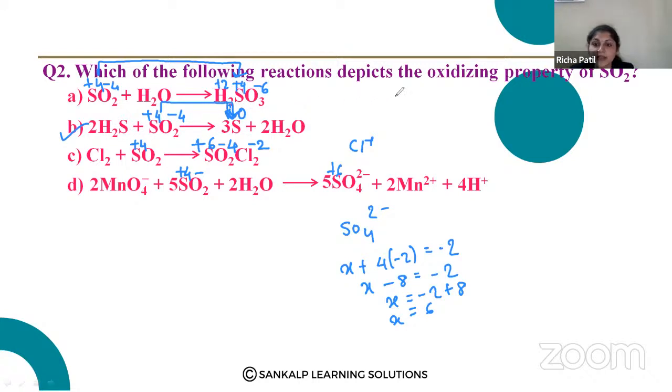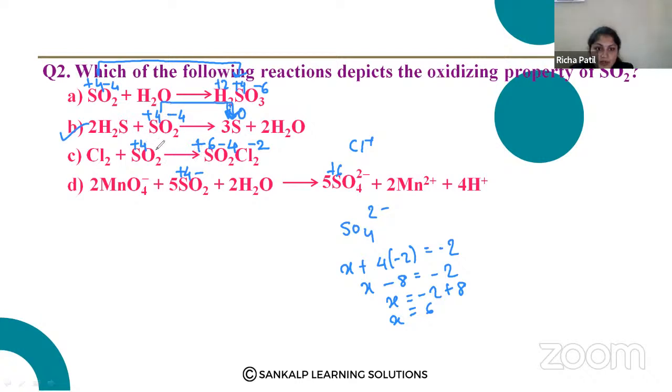So which of the following reactions depicts the oxidizing property of SO2? Okay. So in this case, what it is, increase. There is increase means what? It is going oxidation. So it is reducing other and itself undergoing oxidation. So this is the correct answer.